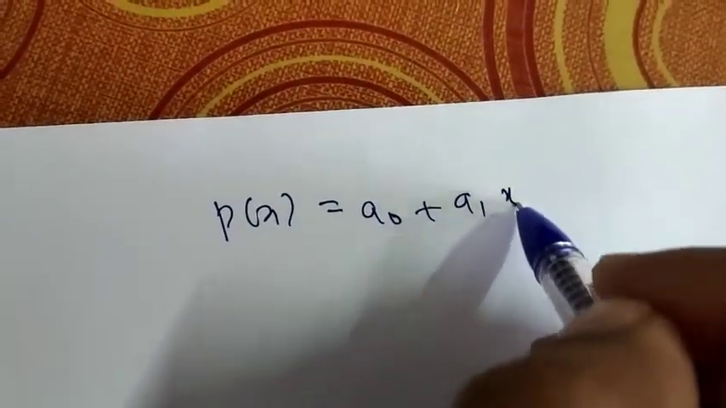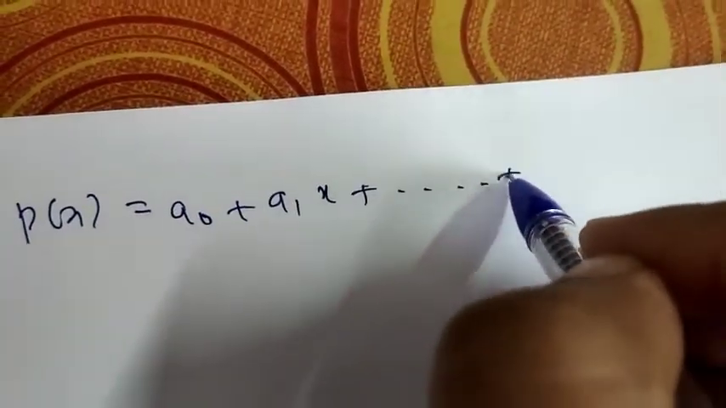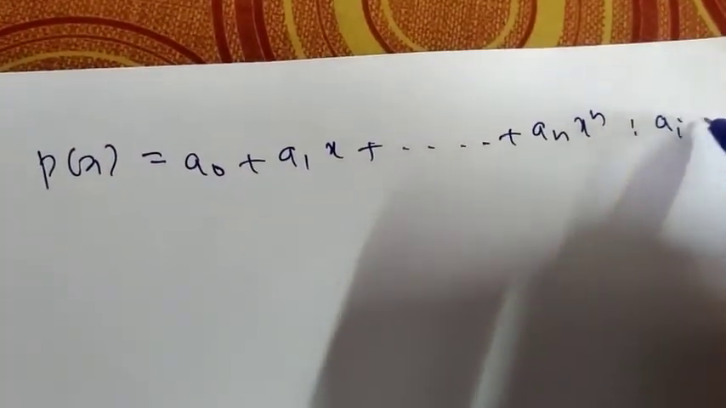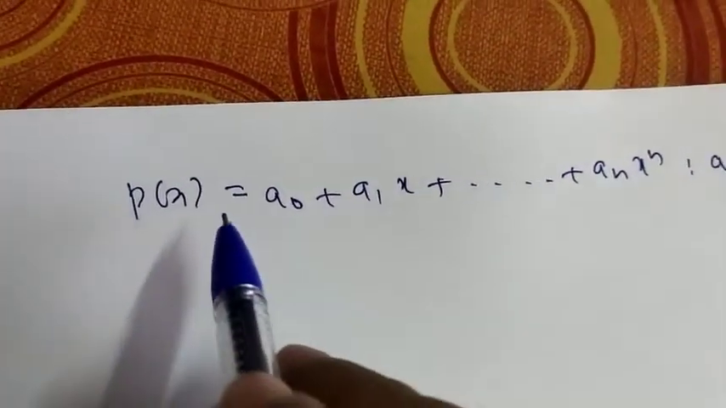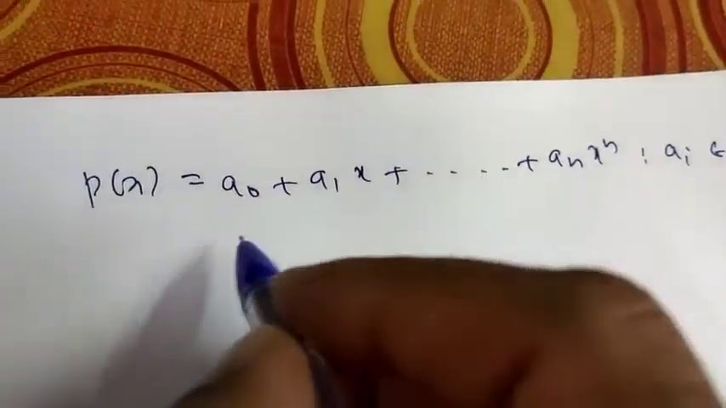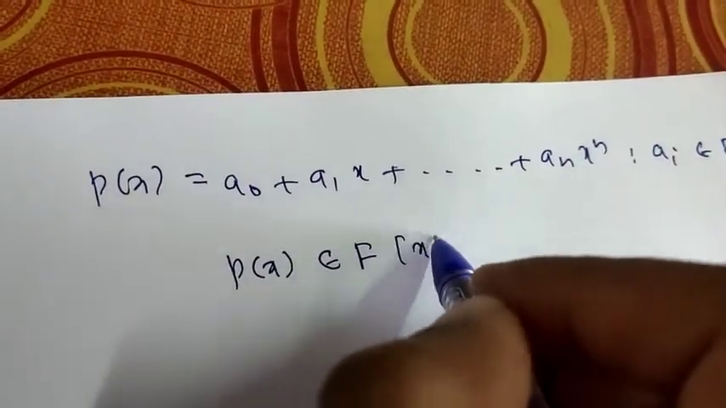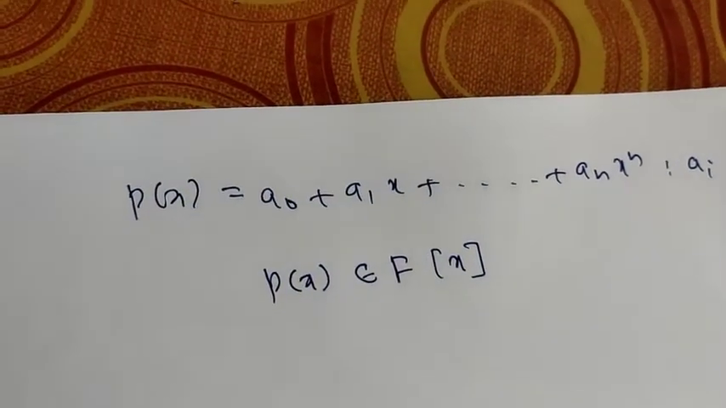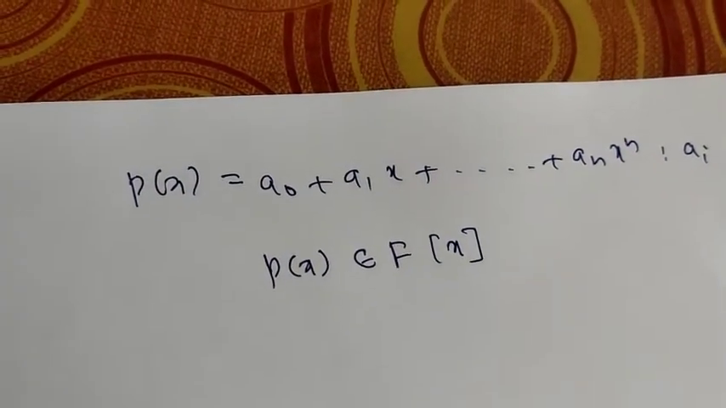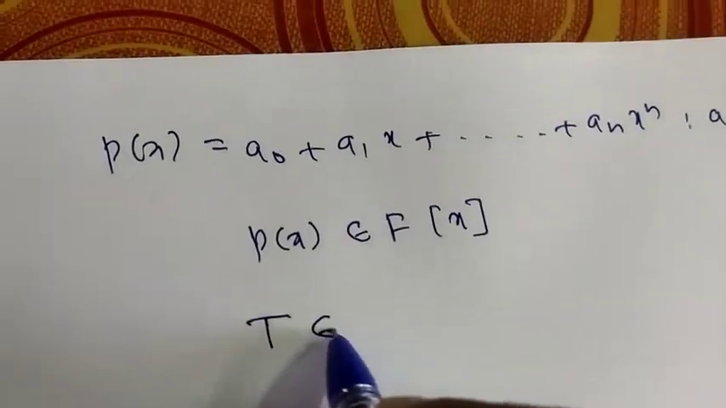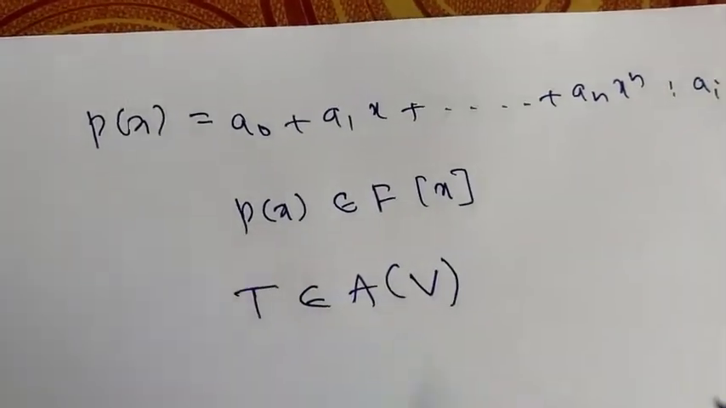Suppose we have a polynomial. Say you take some polynomial, say P of x, that will be a0 plus a1 x and so on, plus an x power n, where these scalars a's belong to F. Therefore, consider a polynomial P of x over F, which means P of x belongs to the polynomial ring F of x. And suppose T is a transformation from V to V, or T belongs to A of V.